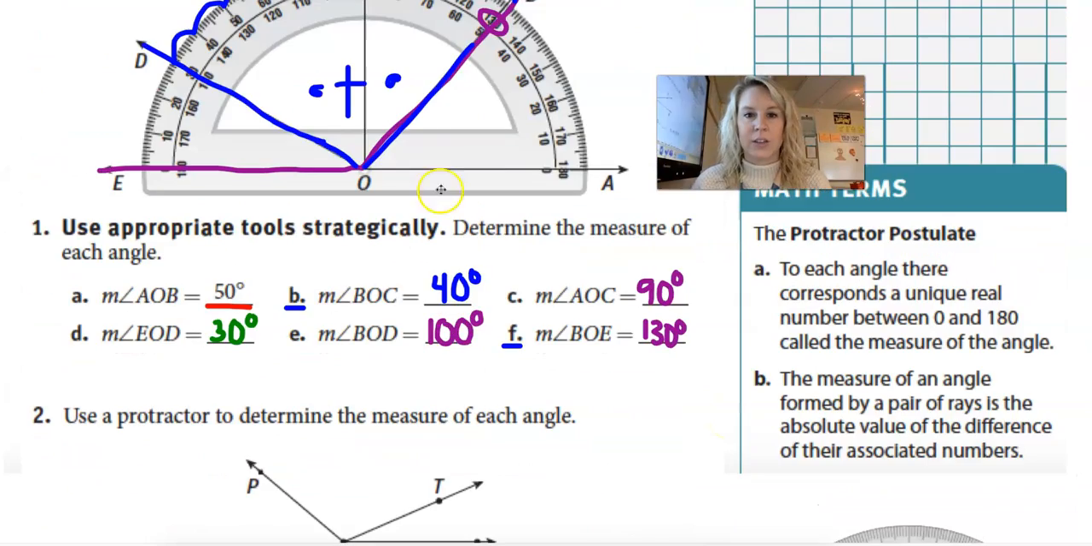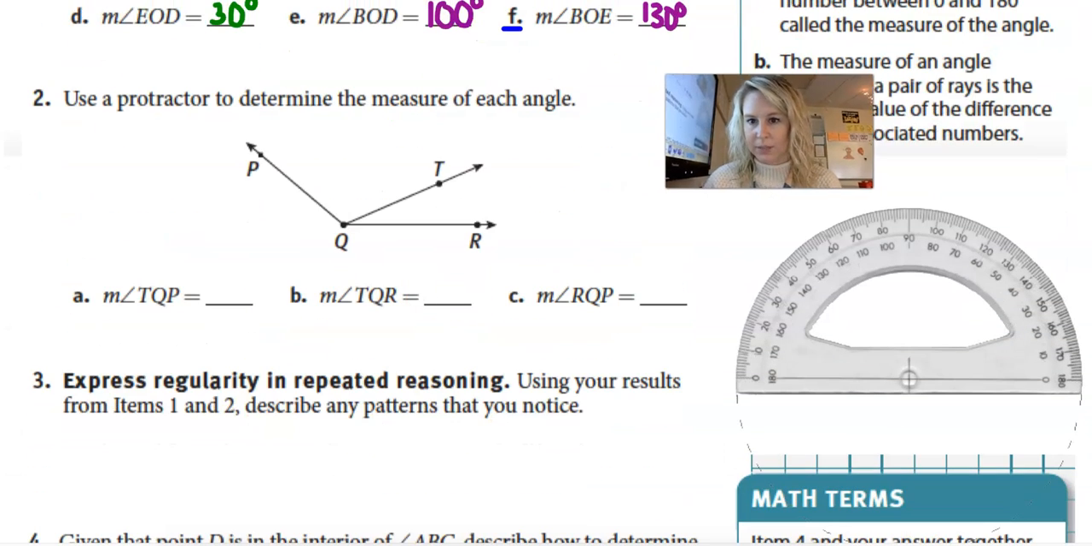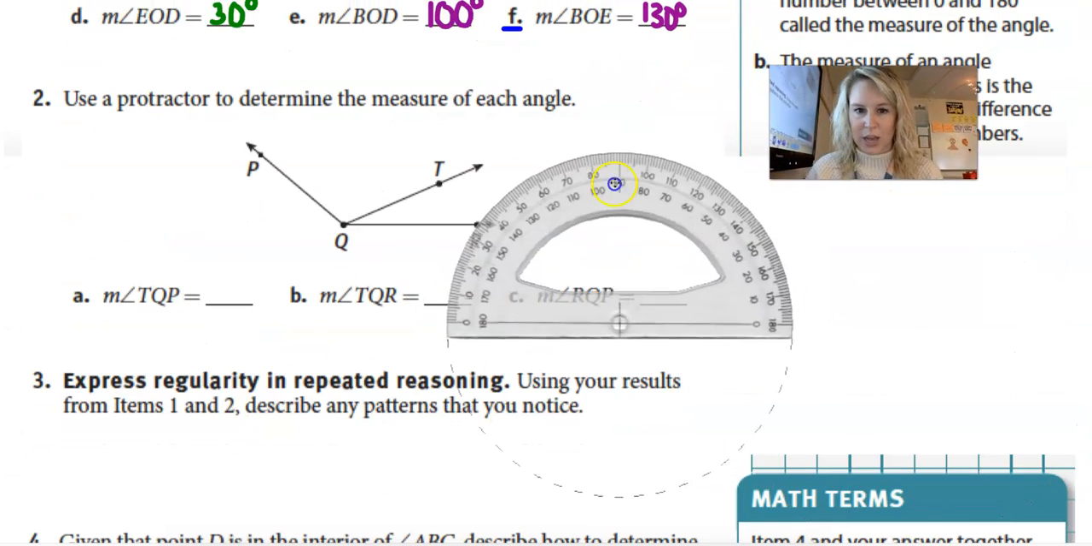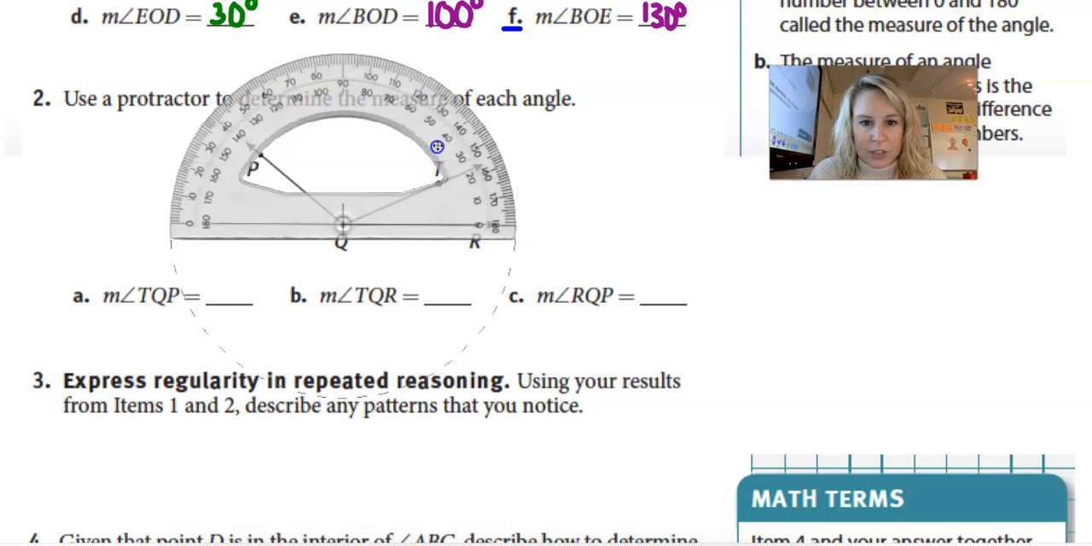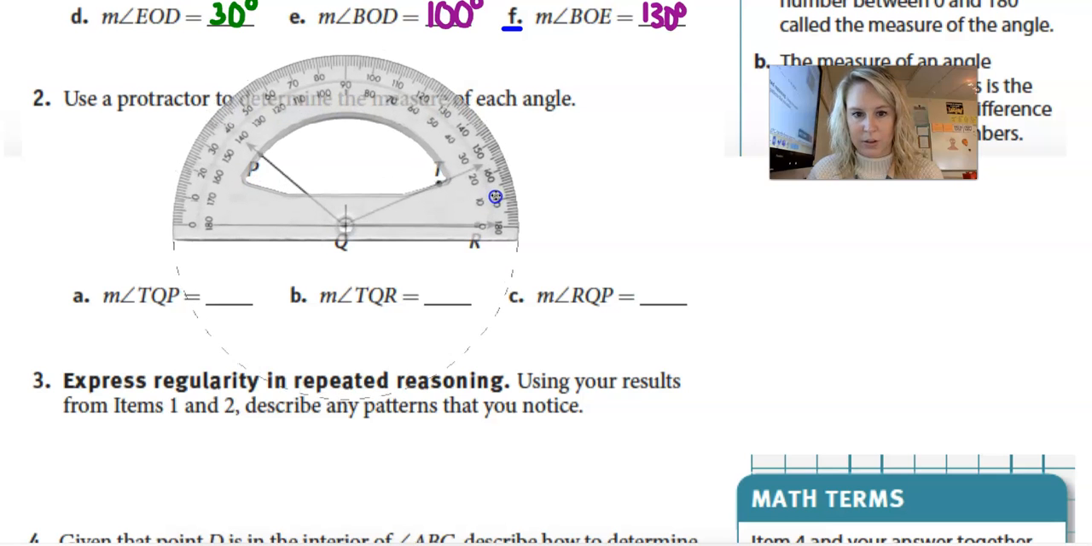All right, so that was nice because they put the protractor for us. Let's take a look at when you have to use a handy-dandy protractor. So you would put the little dot, the vertex, in the center of this protractor, and then you would line up nice and neat on the bottom. Okay, so then if I'm, let's see, T, Q, and P.